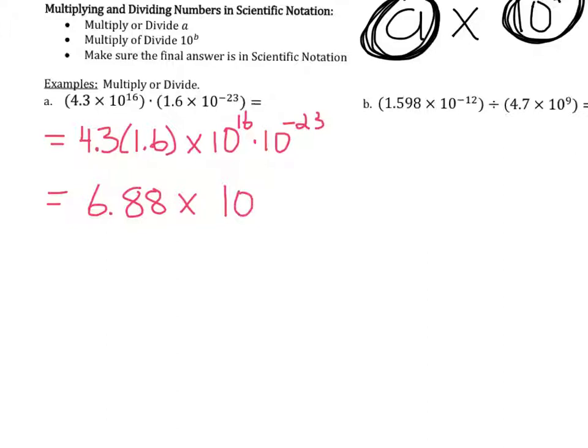that I have to add my exponents, right? Bases are the same, you add your exponents. So all those rules from before still apply. That'll be 6.88 times 10 to the negative 7th power.